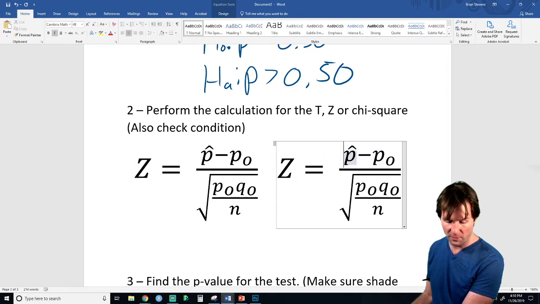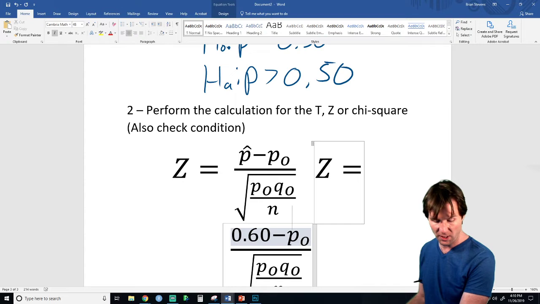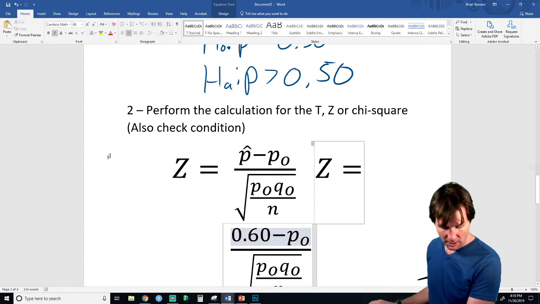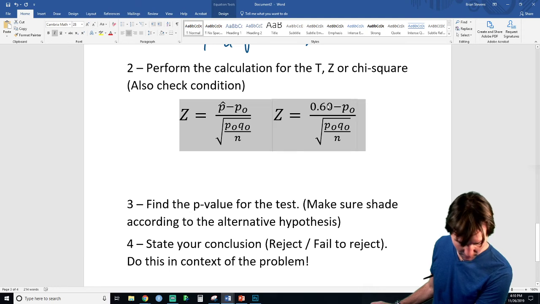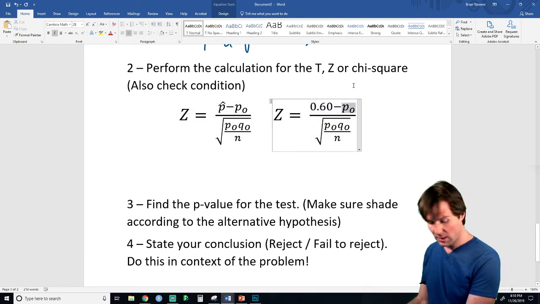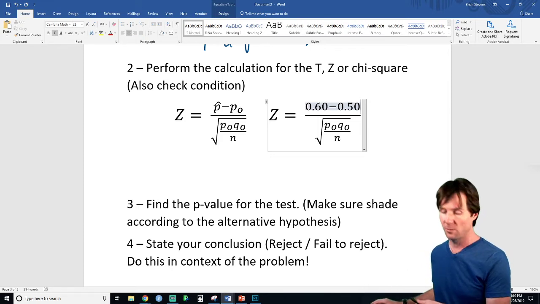Then this one over here we're going to solve for z. So p hat was the sample proportion, which was 60%. That is too big. Let's go a tiny bit smaller. There we go. Okay, that'll work for now. This is the hypothesized proportion because it's p naught. You can look over there at the left on which one I'm doing.